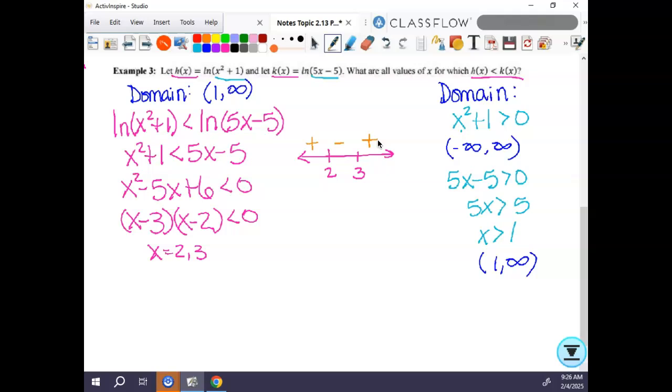And less than 0 means we're looking for negative. So we're looking for between 2 and 3. And then my domain says I can go from 1 to infinity. Well, here's 1 right here, 1 to infinity. So it looks like I get to use the whole 2 to 3. We agree with that? So I can say h of x is less than k of x from 2 to 3.